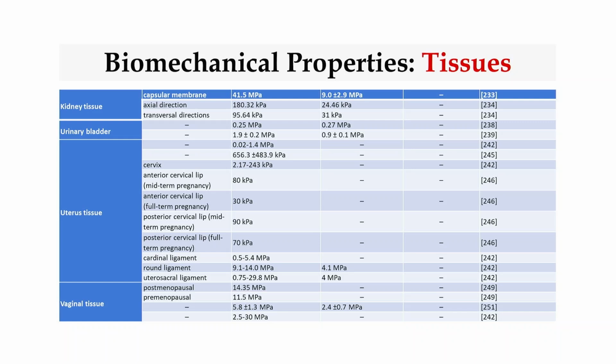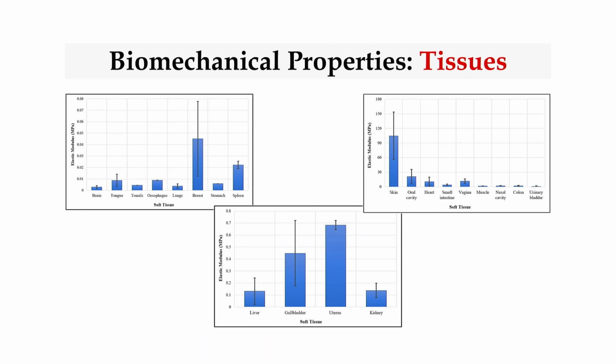The last one is vaginal tissue. This has also been defined for the postmenopausal and the premenopausal with different properties, right? Okay, this is something to consider. So how do the properties compare? So let us talk about the three plots.